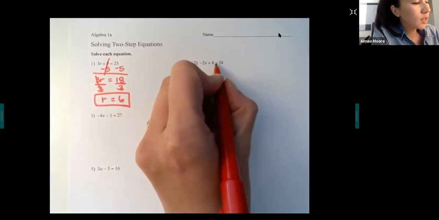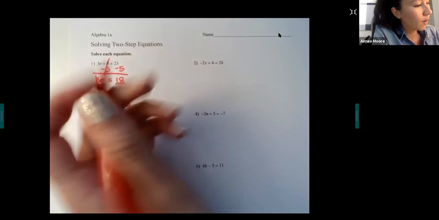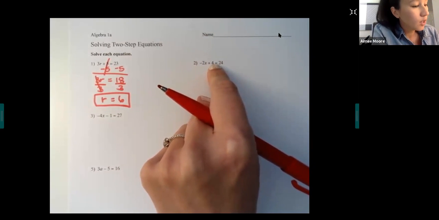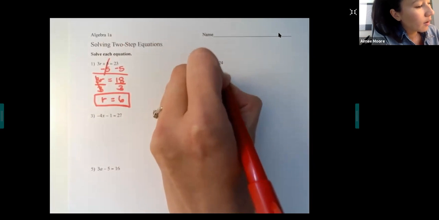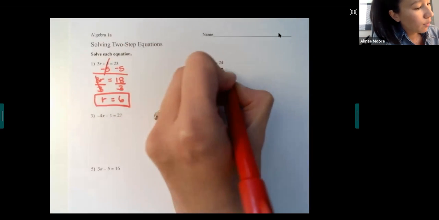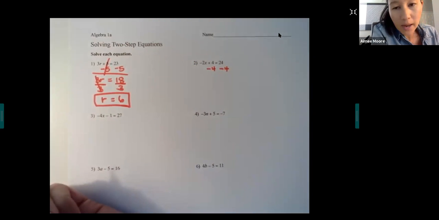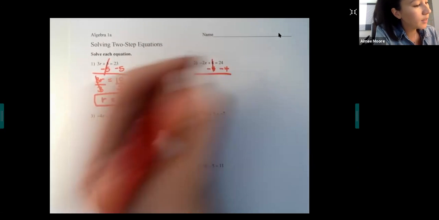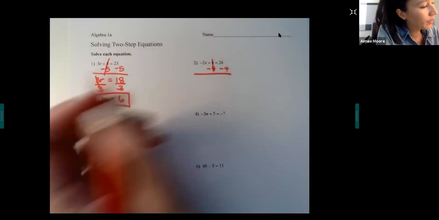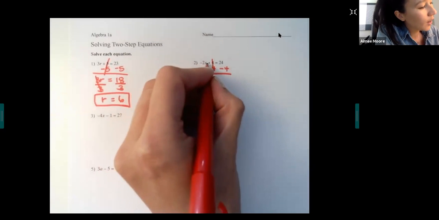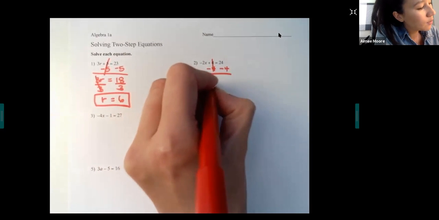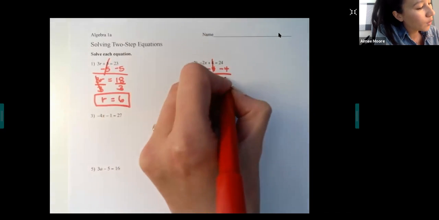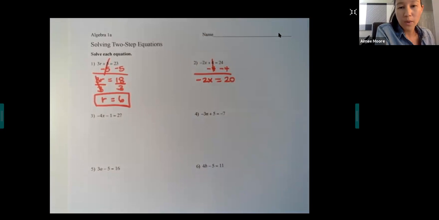So negative 2x plus 4 equals 24. So again, since we have a positive 4, we need to subtract 4. And when we subtract 4 from the left side of our equation, we have to subtract 4 from the right side of our equation. Whatever you do to one side, you have to do to the other side. The 4s cancel each other out, leaving us with negative 2x equals 24 minus 4, which is 20.